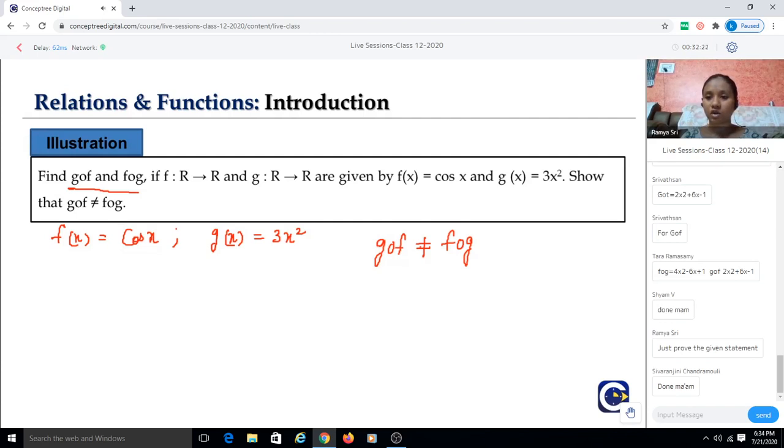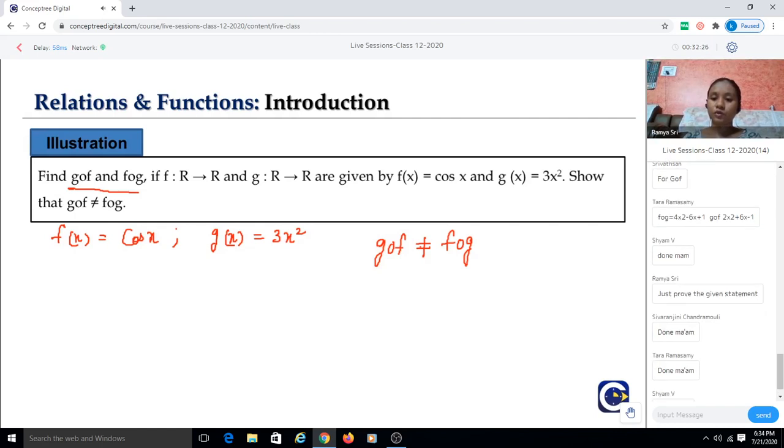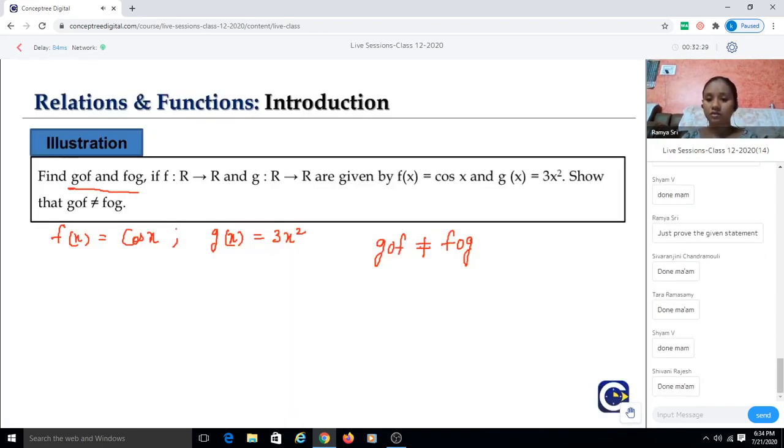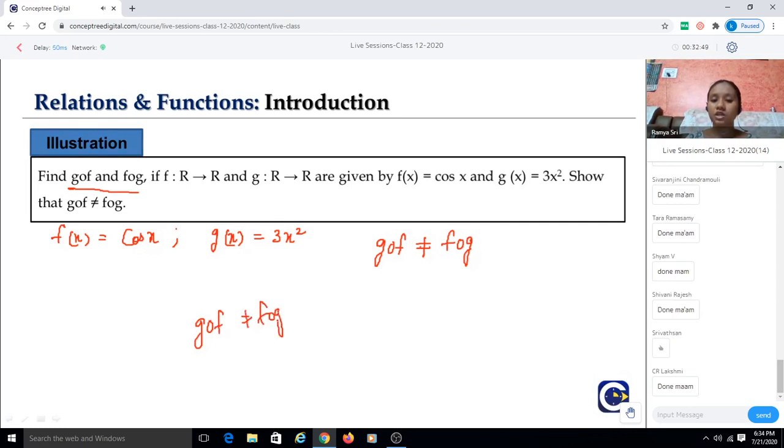Okay, done. Shivaranjani has solved it. Let's wait for a few more minutes so that all of you can solve the question. Tara, Shyam, Shivani and Srivatsan have solved it. Okay, good. Lakshmi also solved it. Okay, fine. So you already know that our g of f here will not be equal to f of g, which you have to prove using the given functions f of x as well as g of x.